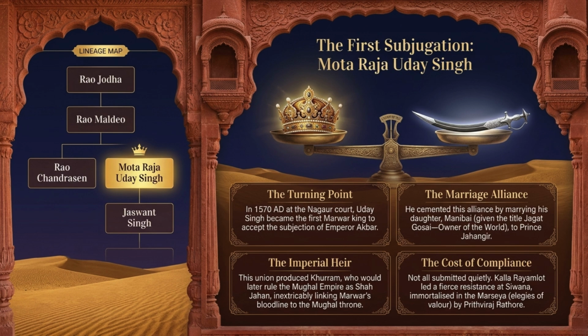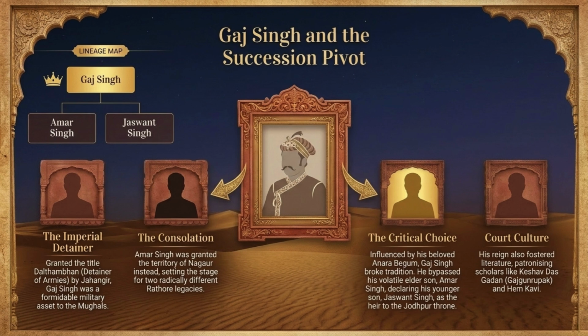Kalla Rimlot led a fierce resistance at Siwana, a legendary display of valor immortalized in the Masya elegies by Prithviraj Rathore. The lineage continued with Gaj Singh, a formidable military asset granted the title Daltambhan, or Detainer of Armies, by Emperor Jahangir. Under the influence of his beloved Anara Begum, Gaj Singh made a critical, tradition-breaking succession pivot. He deliberately bypassed his volatile elder son, Amar Singh, and declared his younger son, Jaswant Singh, as the heir to the Jodhpur throne. Amar Singh was granted the territory of Nagaur as a consolation, setting the stage for two radically different Rathore legacies. During this era, court culture also flourished. Gaj Singh patronized renowned scholars like Hem Kavi and Keshav Das Gadan, who authored the Gajagun Rupak.